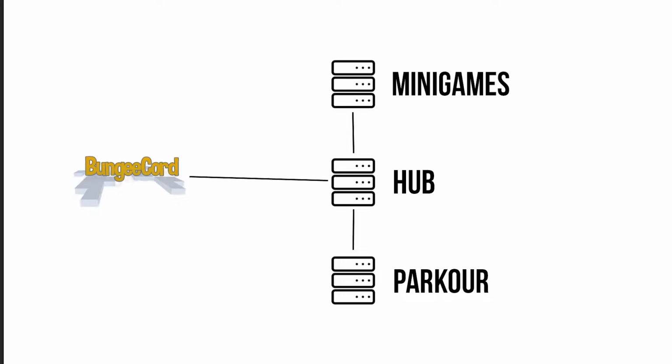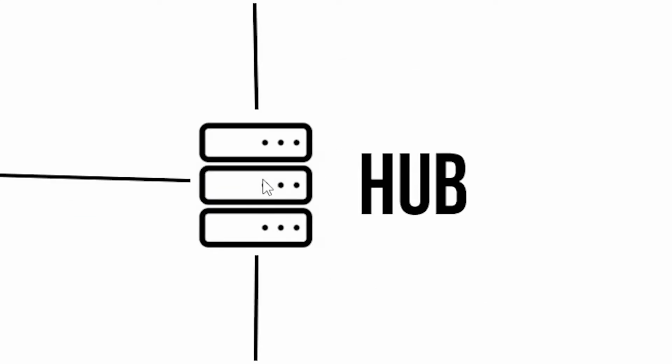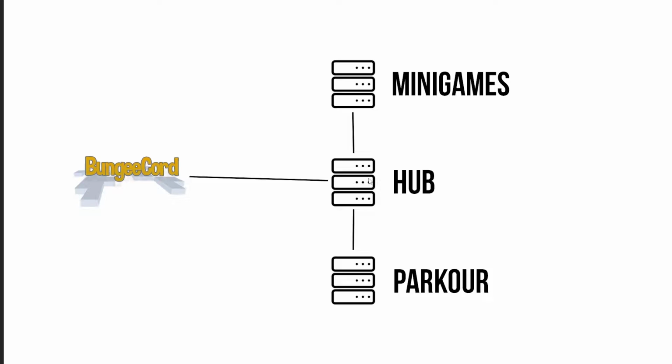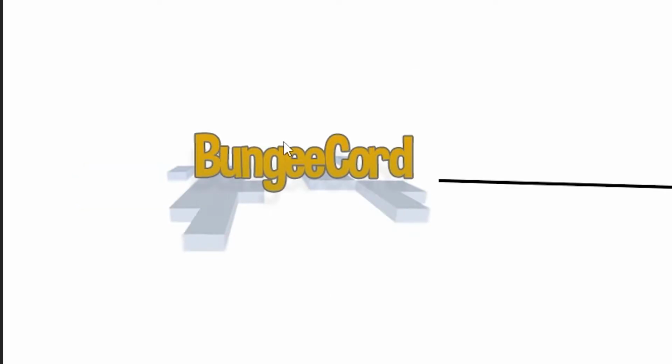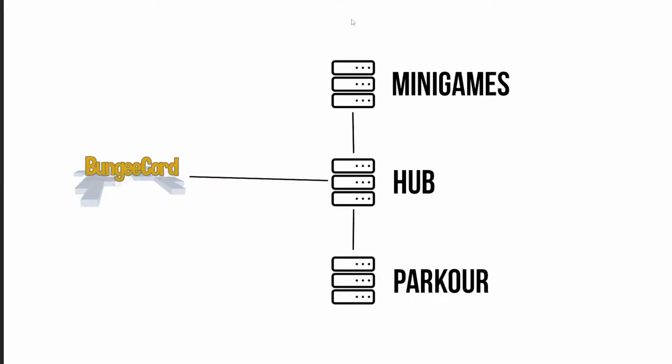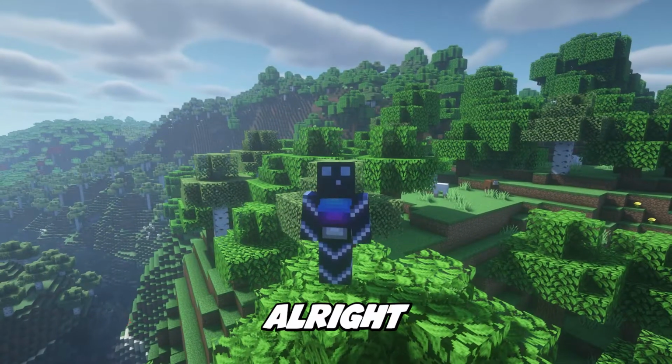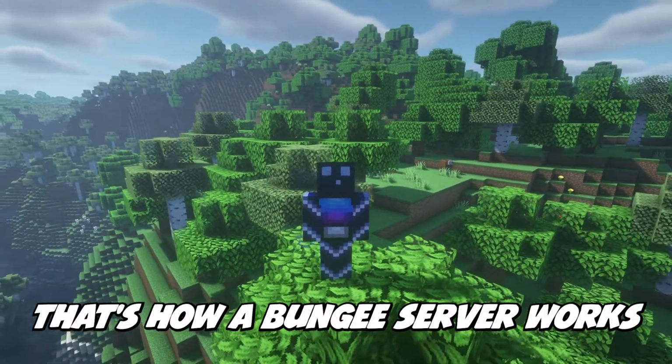So instead of joining your minigame server, or your hub server, or your parkour server from the server list, you will now join the IP address of the BungeeCord proxy. If you join the IP address of the BungeeCord proxy, BungeeCord will send you to, in this case, the hub server. And from the hub server, you will be able to go to the minigame server and to the parkour server. Now, if we close our BungeeCord server, or BungeeCord proxy, as you can also call it, then everybody on all of these servers will be kicked. Alright, those are the basics. That's how a BungeeCord server works.